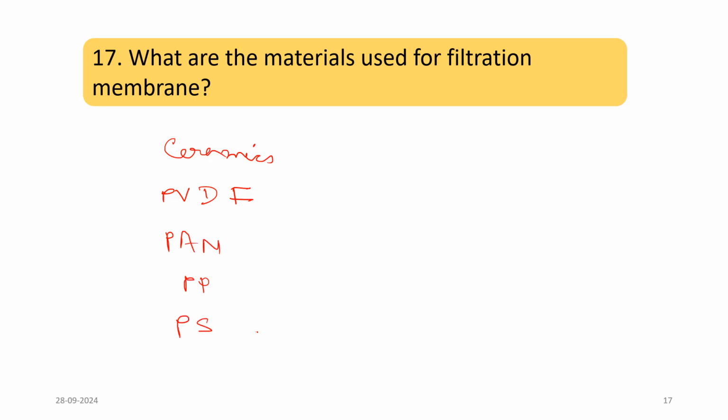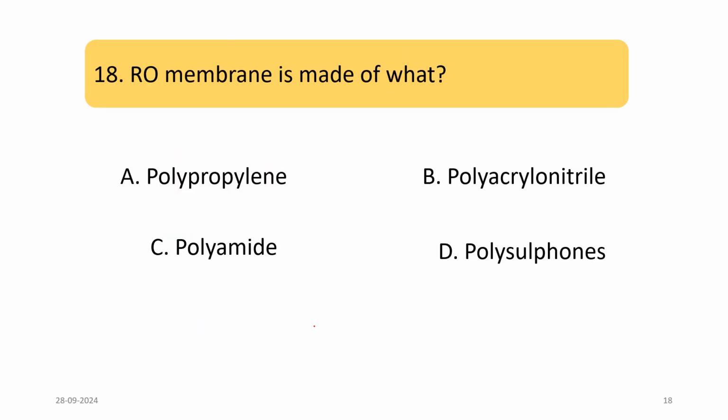What is the RO membrane made of? No, RO membranes are often made of polyamide. Polyamide is the one, not polyacrylonitrile. What are the operating pressures for separation by different membranes?